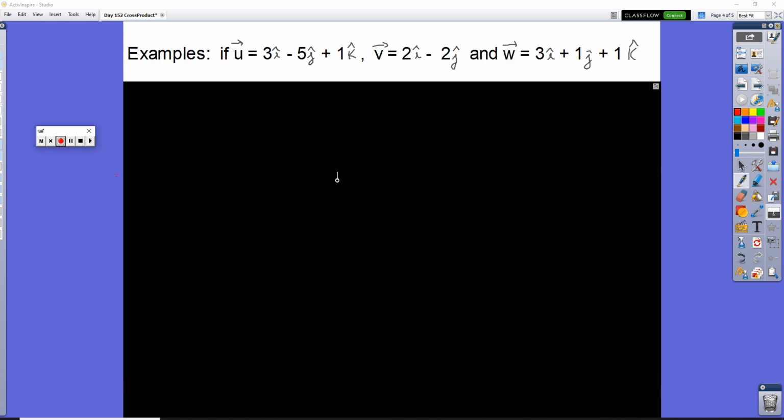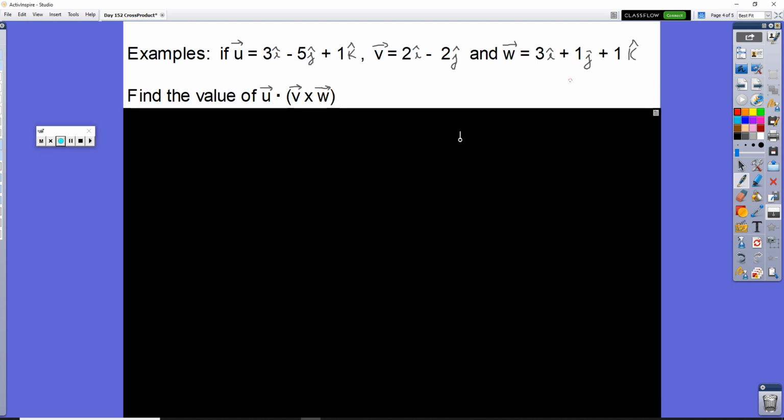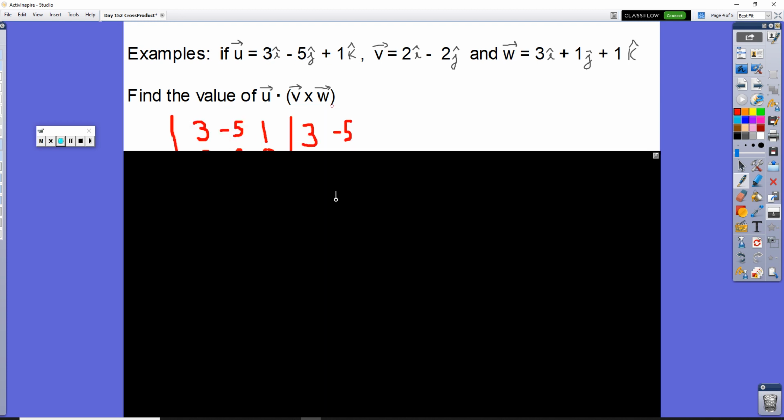So let's now practice taking the triple scalar product of three actual vectors. So vector u is going to be 3i minus 5j plus 1k. Vector v is going to be 2i minus 2j. And vector w is going to be 3i plus 1j plus 1k. So if somebody asked you to find the value of vector u dot the cross product of v and w, that means u's first, v is the middle one, w is the bottom, we're going to want to make a 3 by 3 matrix. We're going to use the coefficients from vector u across the top row, so 3, negative 5, 1.